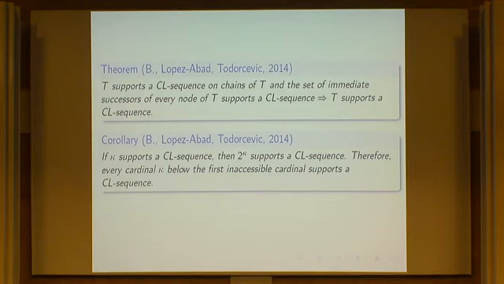Now we have this corollary. If kappa supports a CL sequence, then 2 to the kappa supports a CL sequence, because exactly I have a tree, right? So if kappa supports, the height supports, I pass to CL sequences on chains of 2 to the kappa, and each node branches only into 2. And for finite this is trivial. I have CL sequences on immediate successors, and then I get a CL sequence on the whole tree.